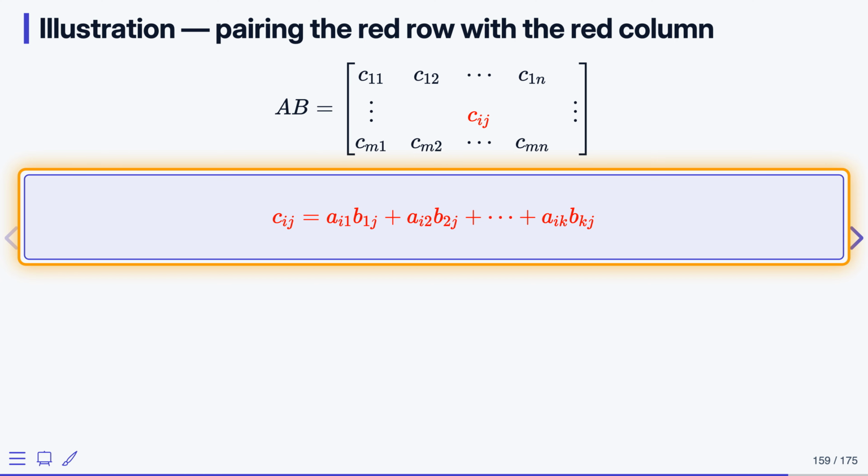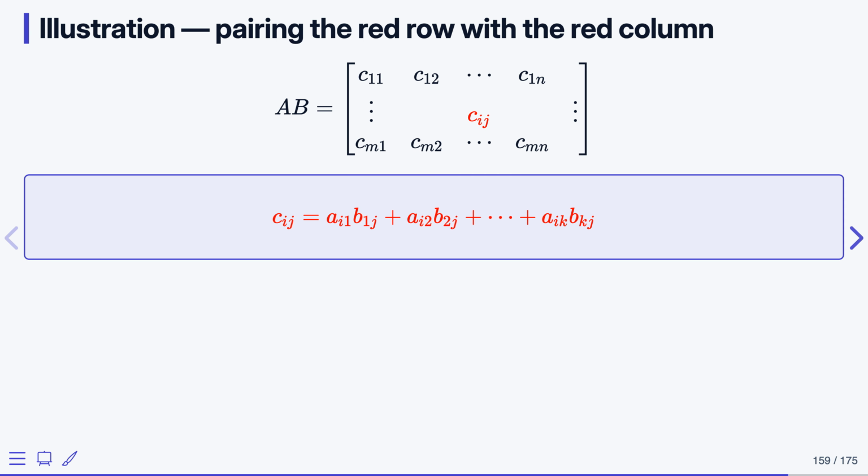Written out, C sub ij equals a sub i1 times b sub 1j, plus a sub i2 times b sub 2j, and so on, up to a sub ik times b sub kj. Every entry of the product is found the same way. It picks its own row from A and its own column from B, and the red strips slide to that position.